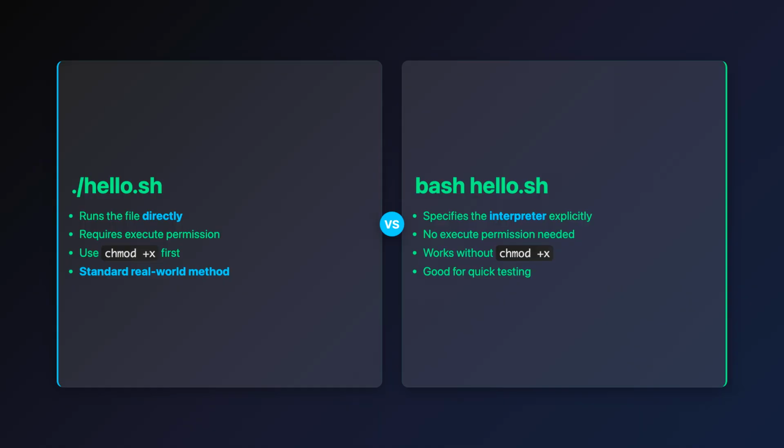You might be wondering, can I just use sh hello.sh or bash hello.sh instead? Yes, you can. When you use sh or bash directly, you're telling the system which program to use to interpret the file. The file doesn't need execute permission for that to work. But when you use ./hello.sh, you're asking the system to run it directly. For that, the file needs the execute permission you set with chmod. In real-world usage, most shell scripts are set up with chmod first, and then run with the ./ method. That's the standard way, and it's worth getting comfortable with it.